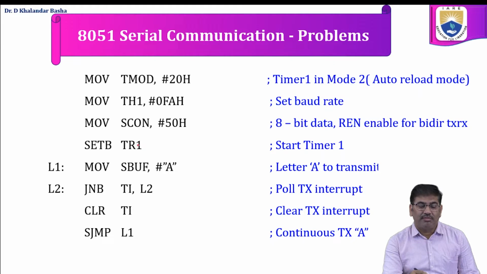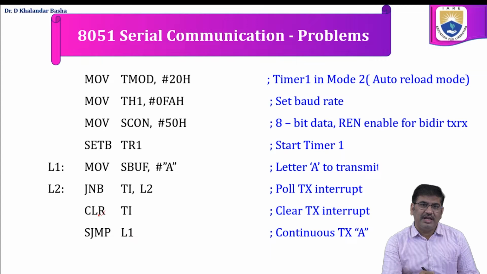Then start the timer by setting the TR bit equal to 1, so for that SETB TR1. Next, the data which you want to transmit is loaded into SBUF using the instruction MOV SBUF, #'A'. Once the data is transmitted, it is signified by the transmit interrupt. So we go for checking JNB TI. If the TI bit is not set, we keep checking, that is the polling method. Until TI is equal to 1, this same instruction is executed. Once the TI bit is equal to 1, it will come out of the loop.